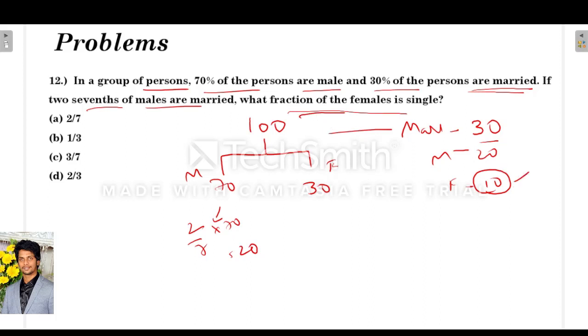So they are asking what fraction of females is single. So 10 are married means total 30 females are there, and 10 are married means 20 are single. So what fraction are single? 20 by 30 is 2 by 3. 2/3 of females are single. Simple.